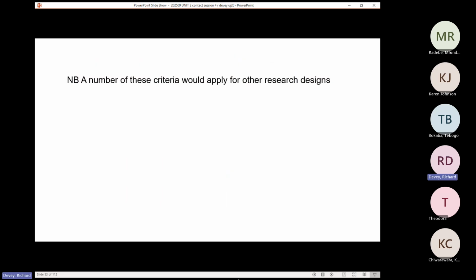Okay, and also to make a note that a number of these criteria would apply for other research designs as well, not just for a quantitative design. Some of these questions are relevant for, so the ethics question, for example, is relevant to doing interviews. It's relevant to doing observation. Under all those kinds of conditions, you would need to think about ethics, for example.